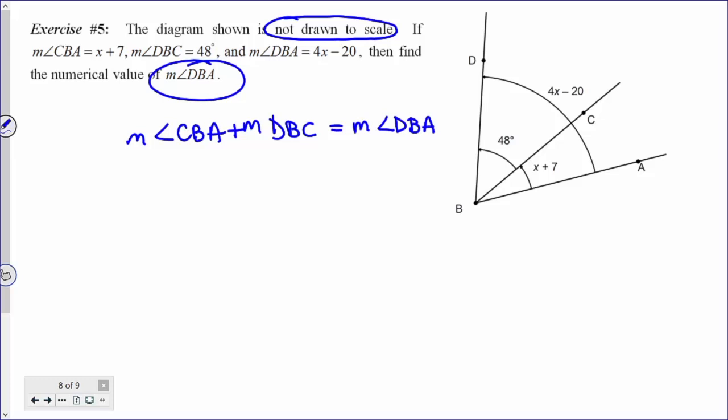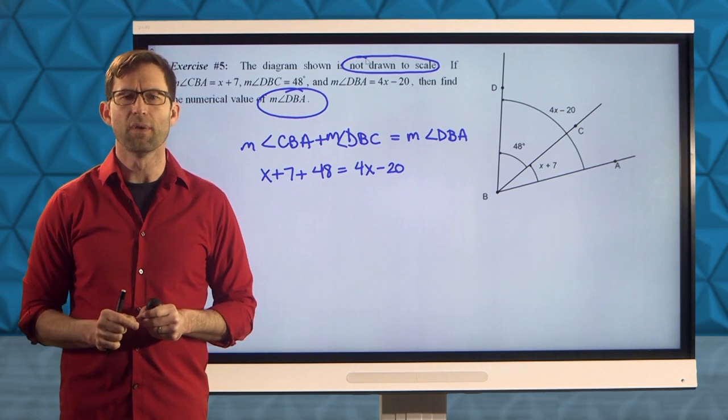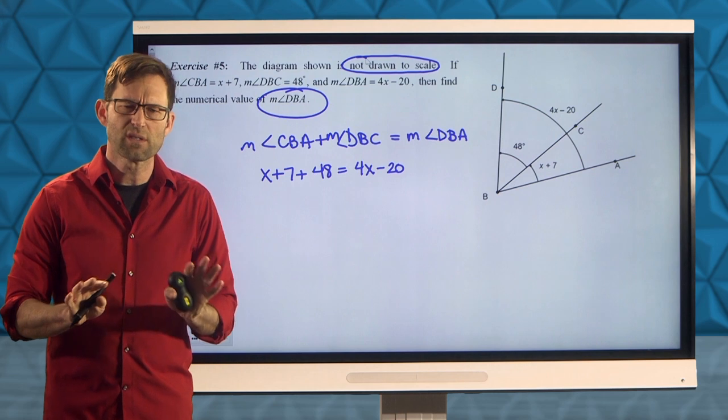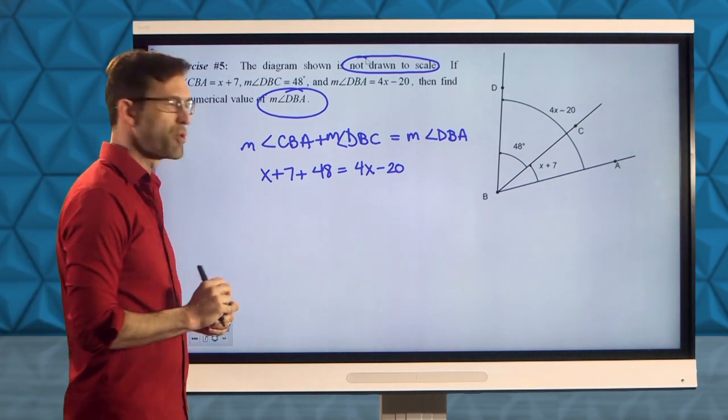The measure of angle CBA, well, that's x plus 7. The measure of angle DBC is 48. And the measure of angle DBA is 4x minus 20. In a certain sense, this now ceases to be a geometry problem and becomes more or less purely algebraic. So let's go ahead and finish solving this equation pretty quickly.